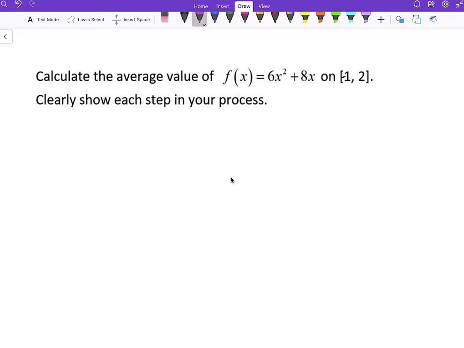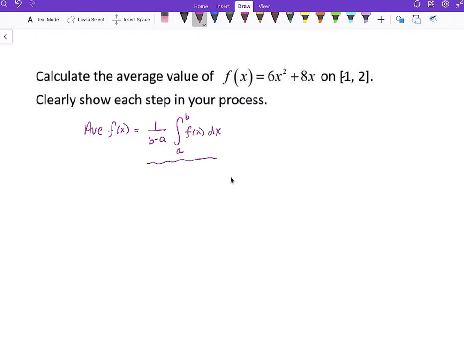First of all, you need to know the formula for the average value of a function on a given closed interval. It is 1 over b minus a times the integral from a to b of f of x dx. Remember, this is different than average rate of change. When you calculate the average rate of change, you're calculating the slope, but calculating the average value uses this formula.